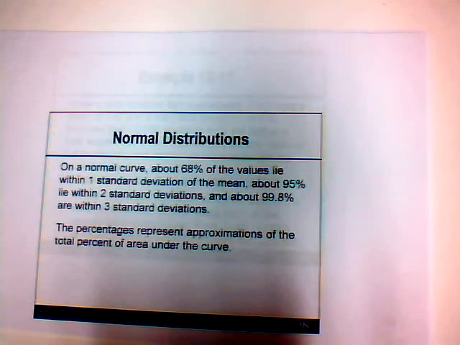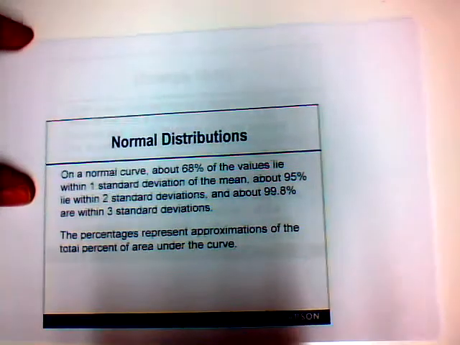On a normal curve, about 68% of the data values lie within one standard deviation of the mean. About 95% lie within 2 standard deviations, and about 99.8% are within 3 standard deviations. The percentages represent approximations of the total percent of area under the curve.